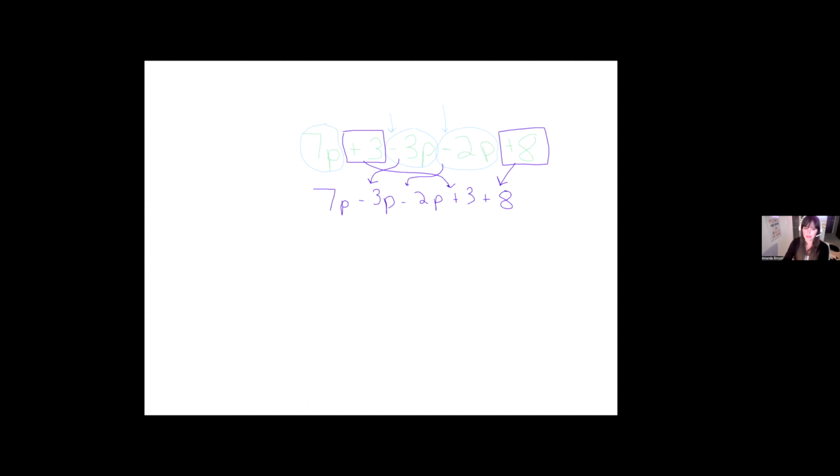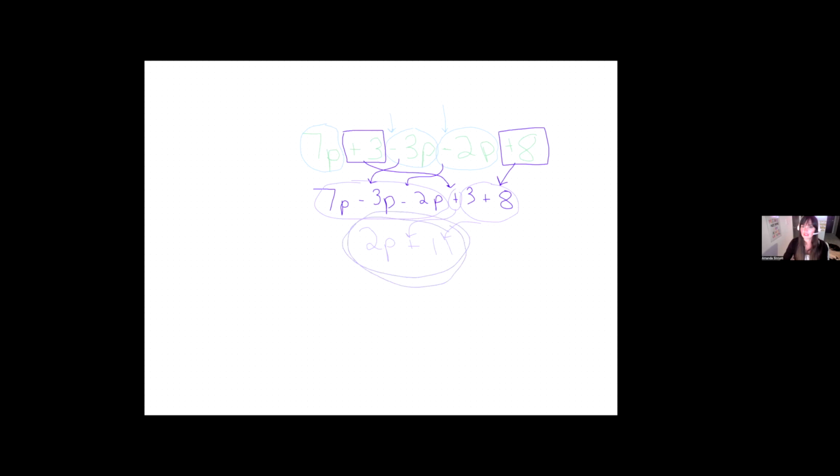So let's get our p's together. 7p minus 3p minus 2p. I don't know why I did that. I thought that would help, but we're just subtracting. All right, so we have 2p. And then we know it's going to be an addition, so we're going to bring our plus sign down right here and add 3 plus 8. We combine those, and we get 11. So the answer is 2p plus 11.